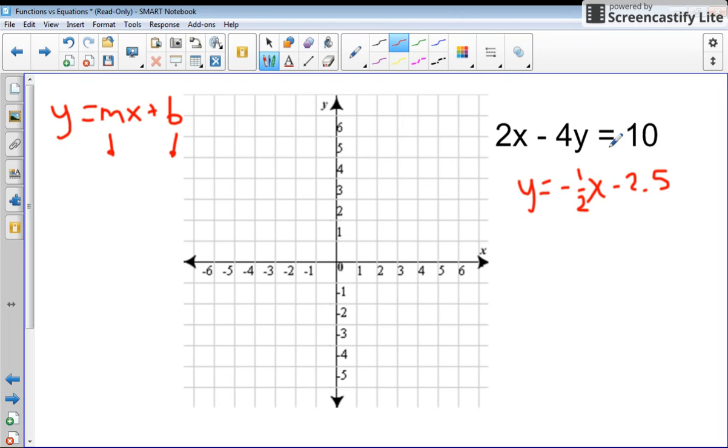And I'm a math teacher. I can do that in my head. And there's another video showing you how to do that. The basic idea is you want to get y by itself. And in doing so, you find what your slope and your y-intercept are after you get these numbers and this variable to the other side of the equal sign.